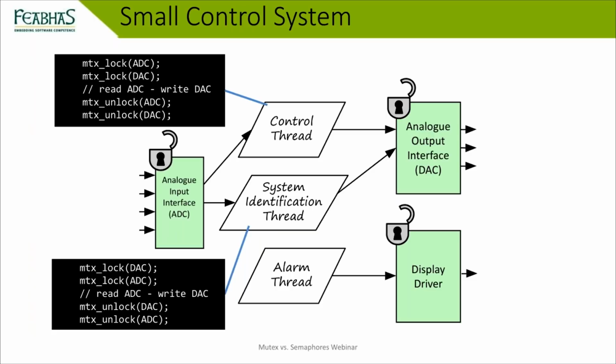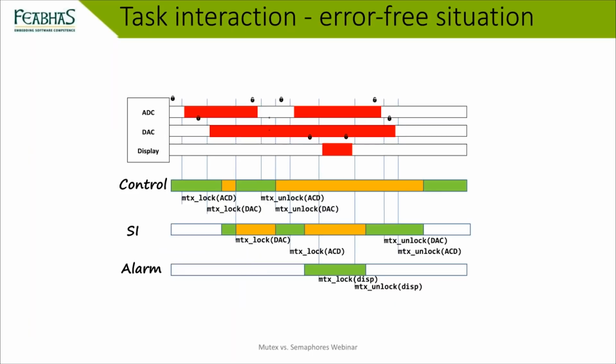Now, when we do all our testing, of course, it all works fine. So we start running, we can see the control task comes along, locks the ADC, it locks the DAC, it's doing its work, and the SI is a higher priority, so we get a context switch. It tries to lock the DAC, but it's going to get blocked. The control task can now go back and do its work. When it's finished with those resources, it unlocks the ADC, unlocks the DAC, that wakes the SI, and it can then reacquire the DAC, reacquire the ADC, do its work, and then finally unlock those. And that's our error-free situation.